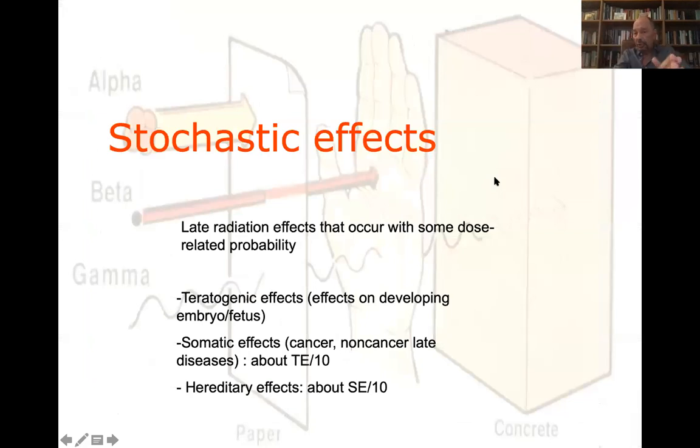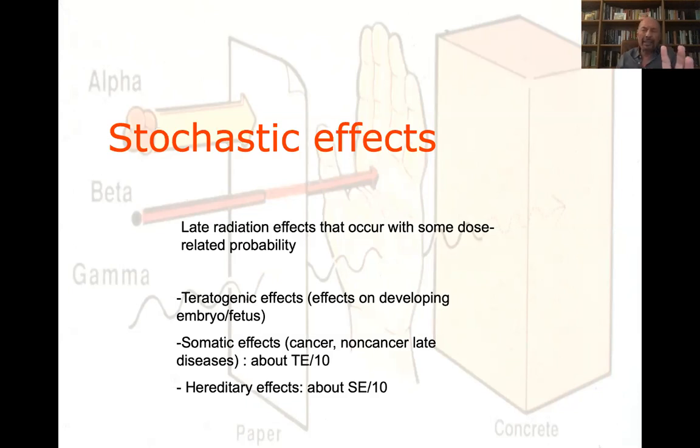Okay, this is all for the deterministic effects for now. We will come back to it in the radiotherapy lecture, but let's now move to the stochastic effects. Now, stochastic effects are, by definition, as I told you before, late radiation effects that occur with some dose-related probability. Generally, they are divided into three categories. Teratogenic effects, so those on developing embryo and fetus. Somatic effects, so in your own organism, but late. And hereditary effects that occur in the progeny.